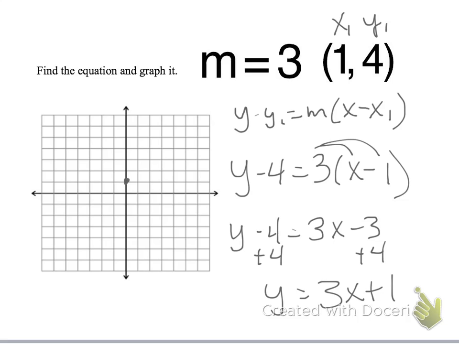So I'm going to start at 1. I'm going to go up 3 to the right 1. Or down 3 to the left 1. And connect my dots. Okay, another thing you could have done was put a point at 1, 4, and then just done a slope up 3 over 1 or down 3 to the left 1. Okay, but I said find the equation and then graph it, so I wanted to know the equation.